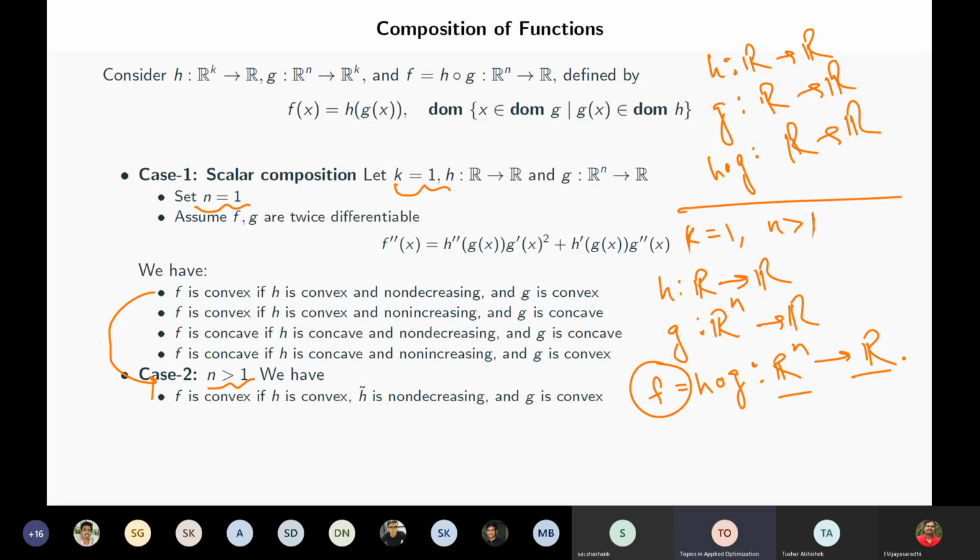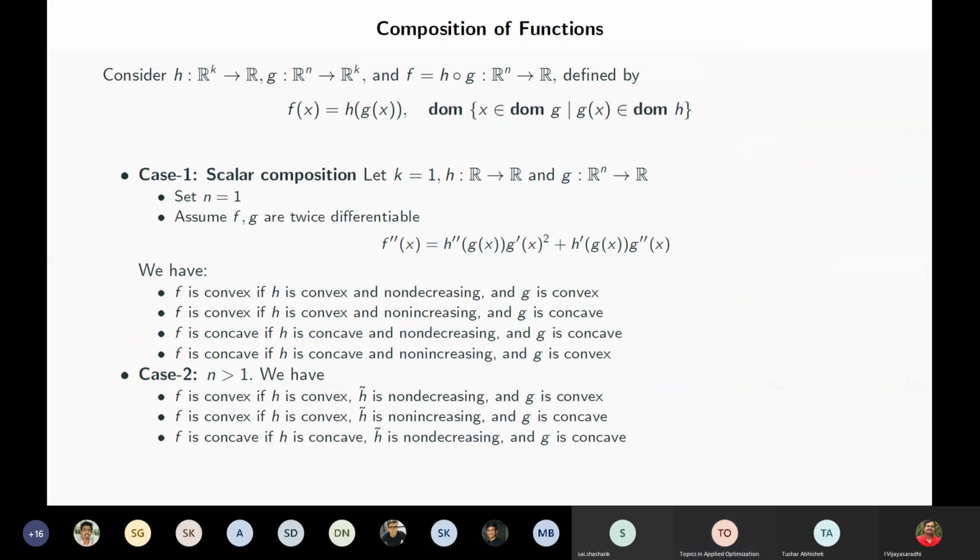So if h is convex and, yeah, here h tilde is the extended value function of h. Okay, so extended functions we have defined previously. We just add everything from the domain as infinity, without changing the convexity and concavity. So these are the extended results now.